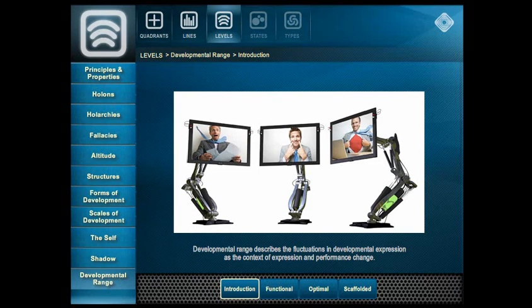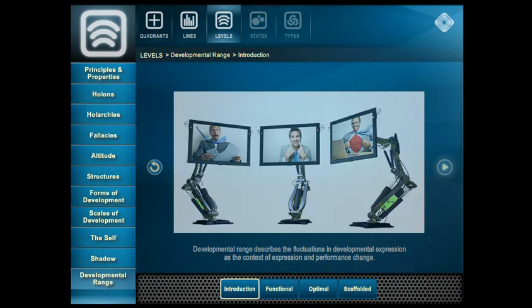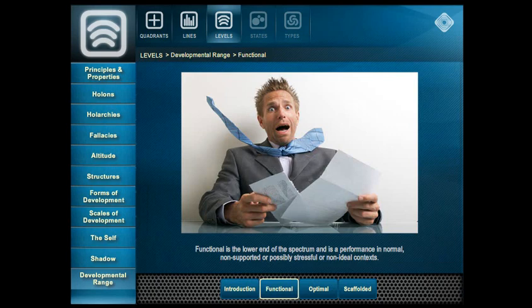Developmental range describes the fluctuations in developmental expression as the context of expression and performance change. Functional is the lower end of the spectrum and is a performance in normal, non-supported, or possibly stressful or non-ideal contexts.